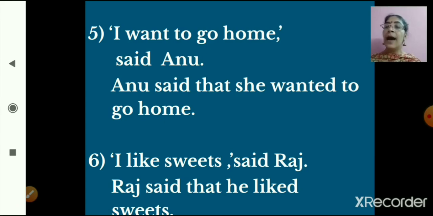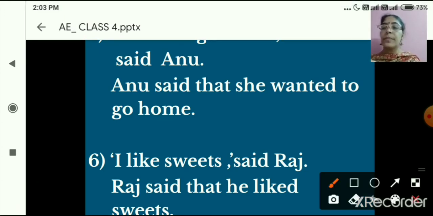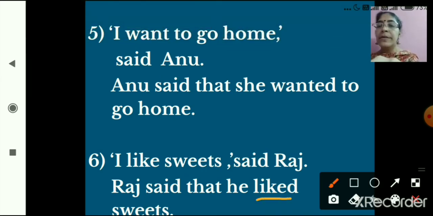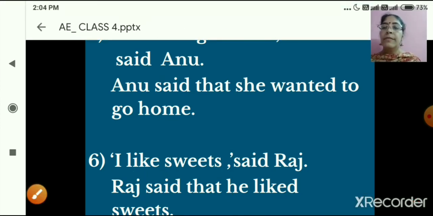Number 6. I like sweets, said Raj. Now whose name is mentioned here? Raj. And which is the verb in the narration? I like. So like is the verb, correct? So like we have to change into the past tense. What will happen? Yes, it will become liked. Raj said that he liked sweets. Yes, liked. Can you see the verb liked? Like will become liked, and the word that has to be used. Okay, we move on to next.